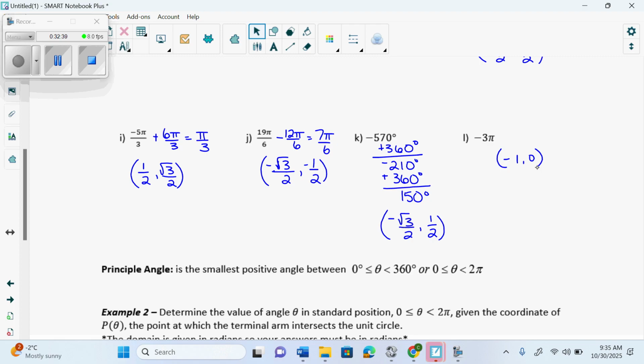Okay. Principal angle, once again, reminding you if they ever ask for the principal angle, it's the smallest positive angle between 0 and 2 pi or 0 and 360.